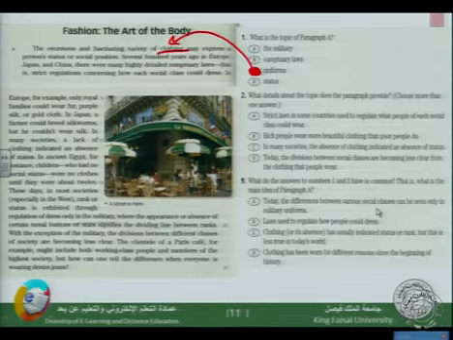Okay, let us now read the whole paragraph. So, in Europe, for example, only royal families could wear fur, purple silk, or gold cloth. In Japan, a farmer could breed silkworms, but he couldn't wear silk. In many societies, a lack of clothing indicated an absence of status. In ancient Egypt, for instance, children who had no social status wore no clothes until they were about 12.